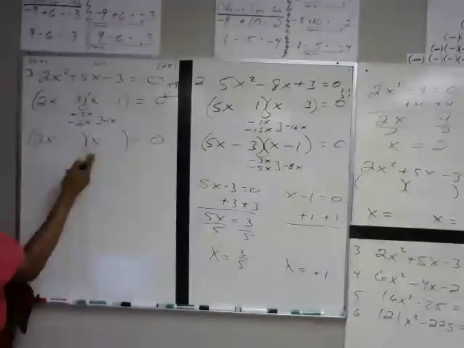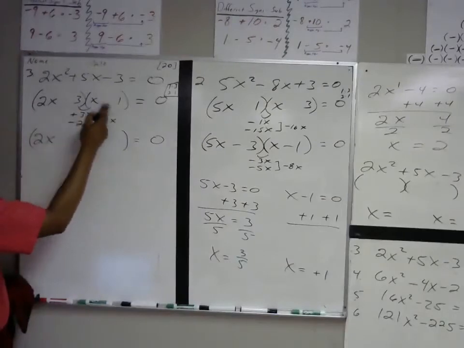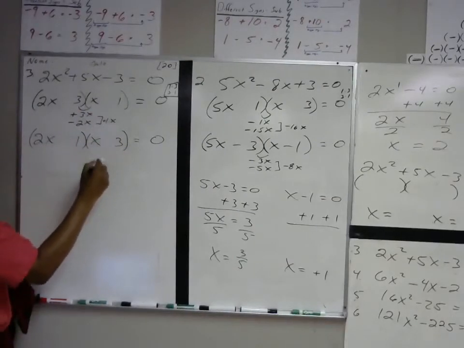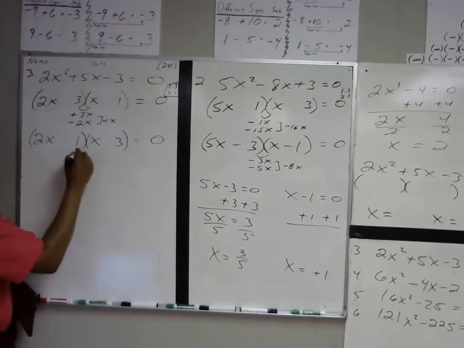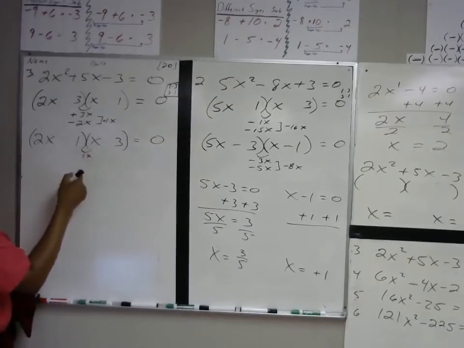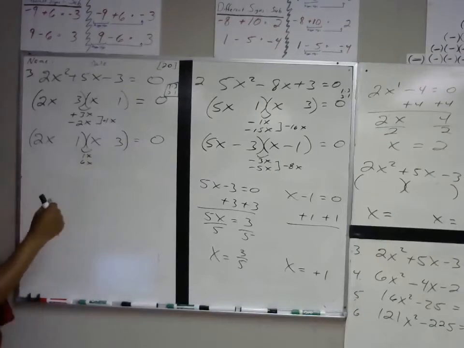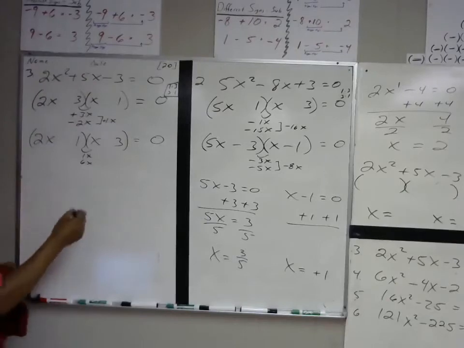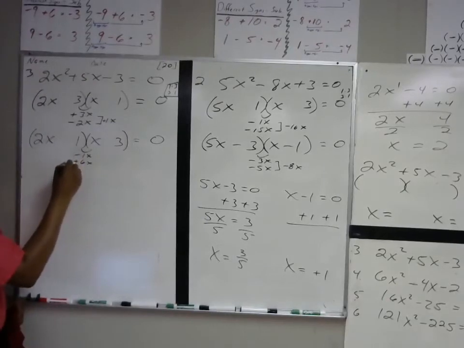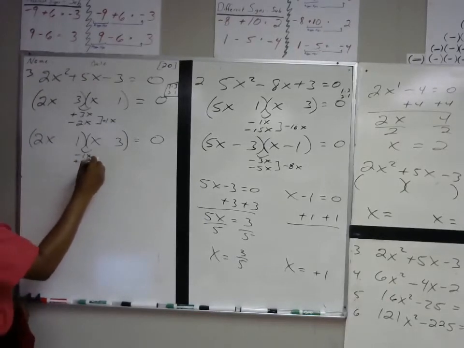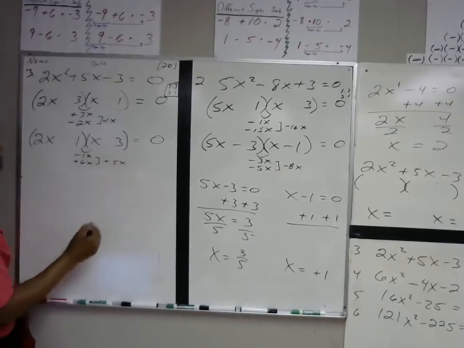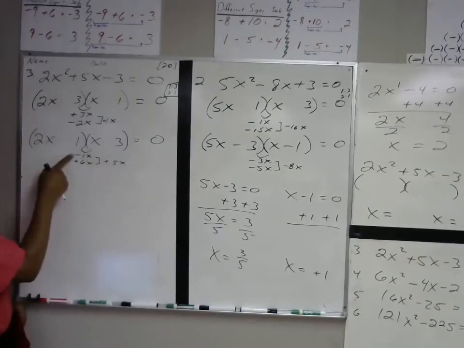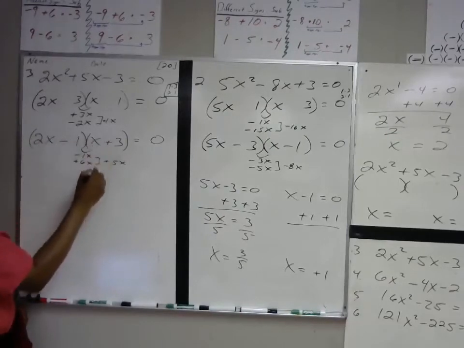2x times x, which is our first term. Instead of 3 times 1, I'm going to try 1 times 3. So inside we get 1x, and on the outside, we get a 6x. We need different signs that will give us positive 5x. These different signs will give me a positive 5x. So this tells me I need a negative first and then a positive. So negative here, and a positive there.